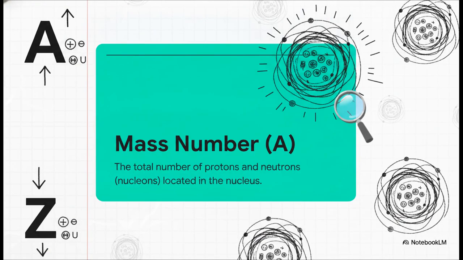Meanwhile, we have the mass number, represented by the capital letter A. This accounts for all the heavy lifting occurring in the dense center of the atom. It represents the total number of nucleons, meaning just the protons plus the neutrons combined. When we write this out using standard atomic notation, you'll see the mass number sitting at the upper left of the chemical symbol and the atomic number down at the lower left.